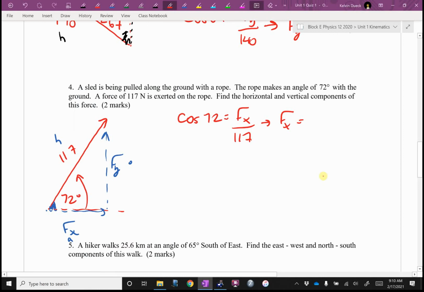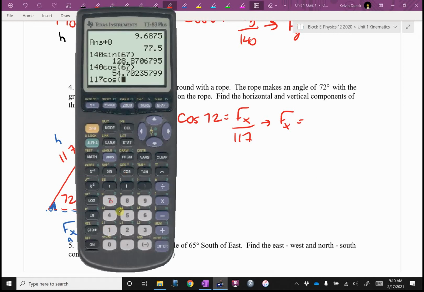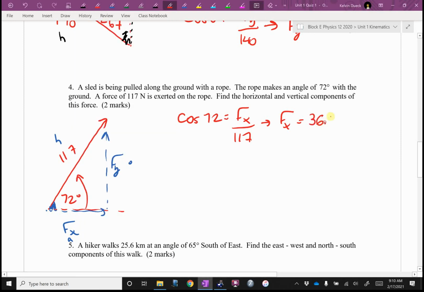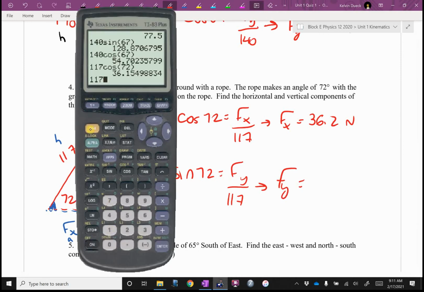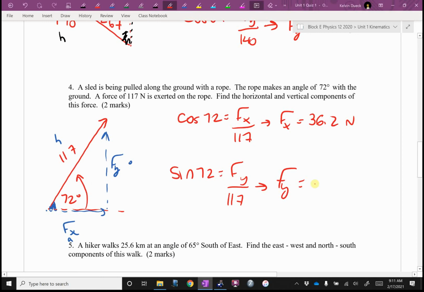It's going to be 117 cos 72. Do you get 36.2? Yeah. And then I'm pretty sure sine 72 is going to be Fy over 117. Fy is going to be 117 sine 72. You get 111.3, 111 newtons. 1 mark for each of those.